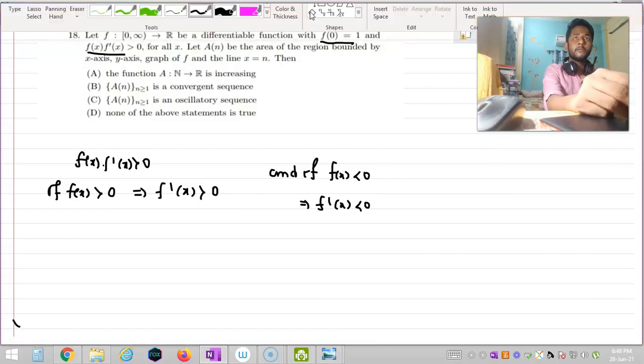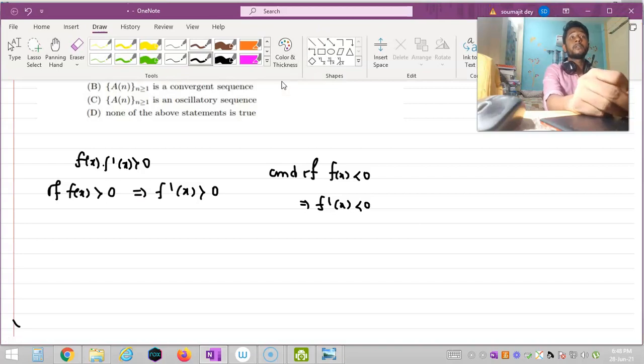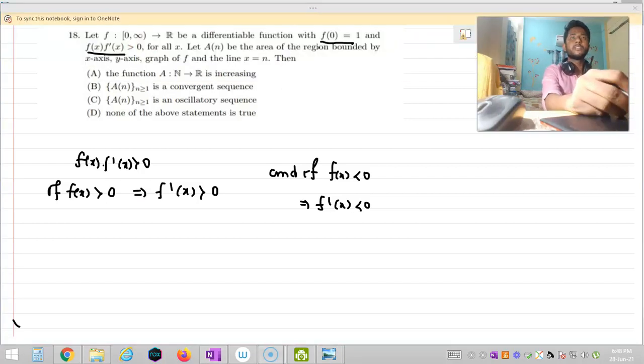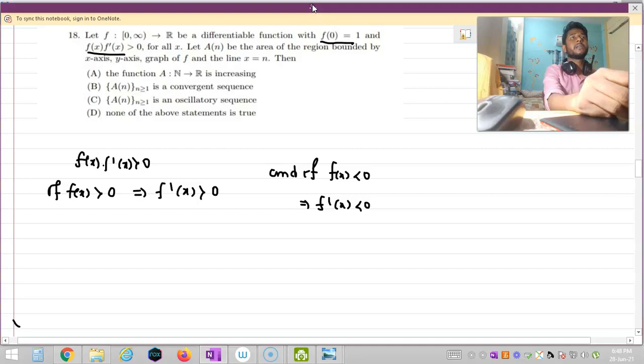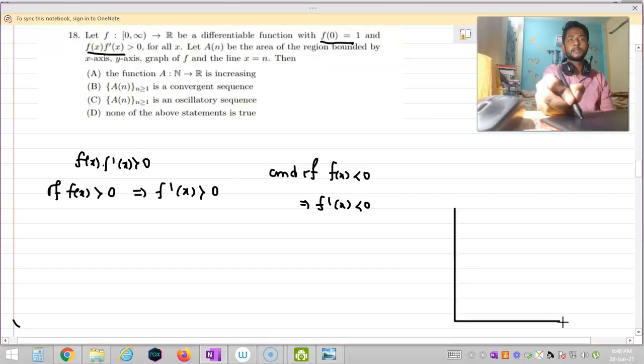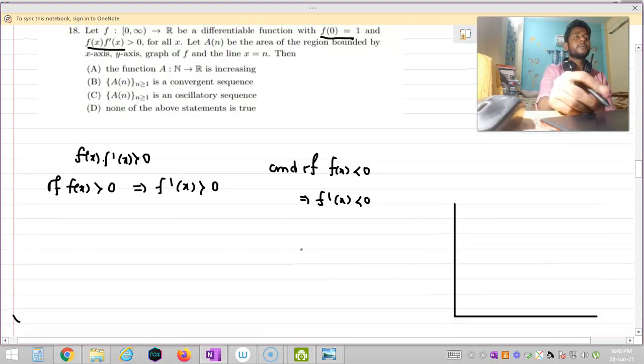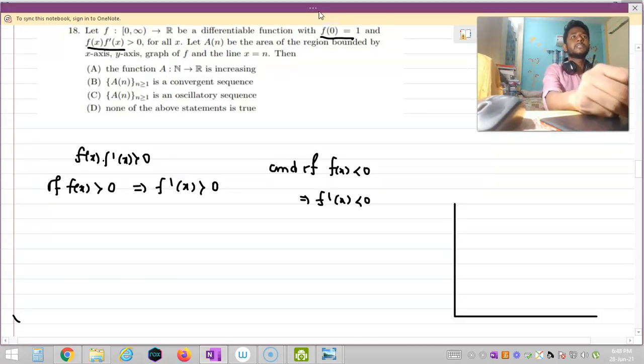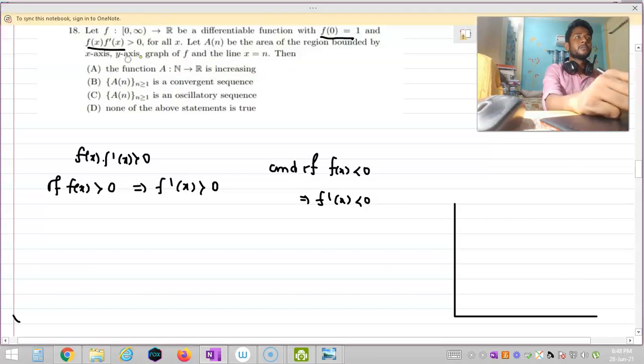I am going to draw the graph of this function. For this, first of all, let me draw the axis. Let this be our axis. Now observe that it is given to us that f(0) = 1. So at 0 the height of f is equal to 1. So this is our point (0, 1).